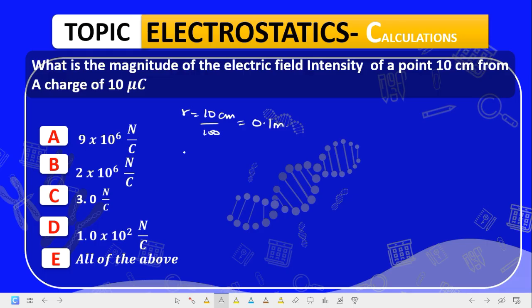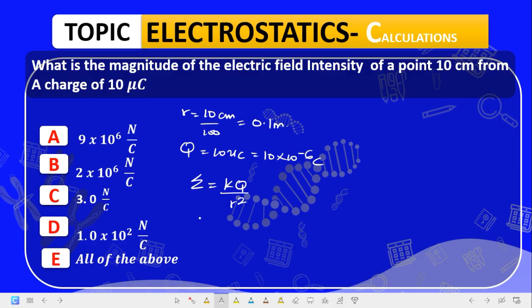Now the next thing we need to do is the charge. The charge Q is 10 microcoulomb. How many coulomb is 10 microcoulomb? 10 raised to the power of minus 6 coulomb. Okay. Now what is the formula for the electric field intensity? The formula is KQ all over R squared.